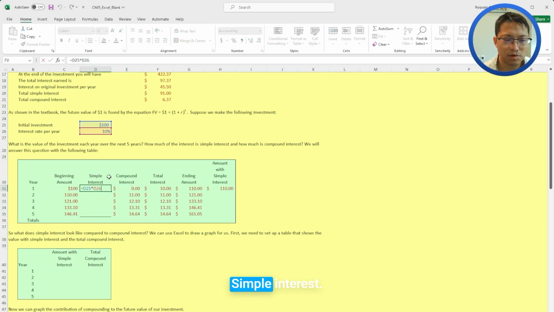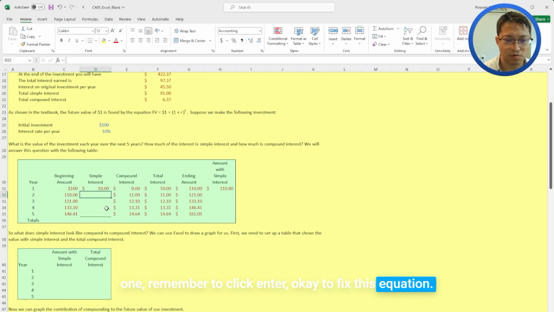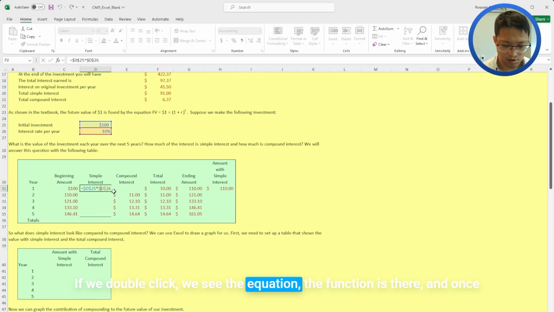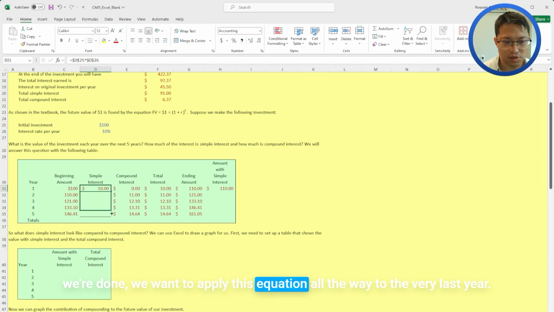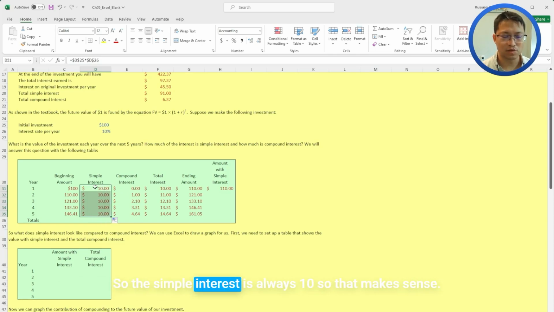How about the simple interest? Remember, the simple interest is always the initial investment multiplied by the interest rate. So this will never change. That means we're going to use absolute reference for both of them. Press F4 for this one and press F4 for the second one. Remember to click enter to fix this equation. We double click, and we see the function is there. Once we're done, we apply this equation all the way to the very last year. So the simple interest is always $10.